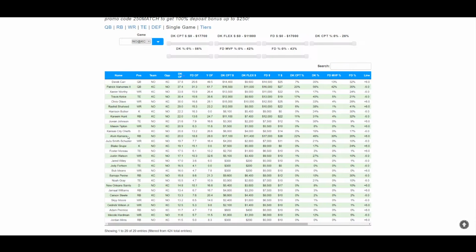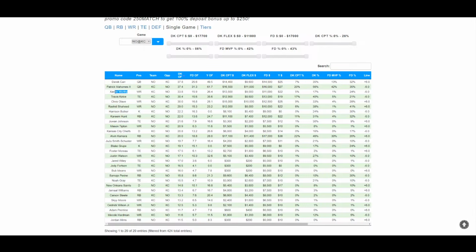So maybe this tells us to lean towards some lower-owned captains because we have Derek Carr, our number 1 option on tonight's slate, just 7% captain. Now, quarterbacks aren't necessarily the optimal captain choices in large field GPPs, but in small field GPPs, they often win those GPPs and satellites for tickets. So Derek Carr, great option.